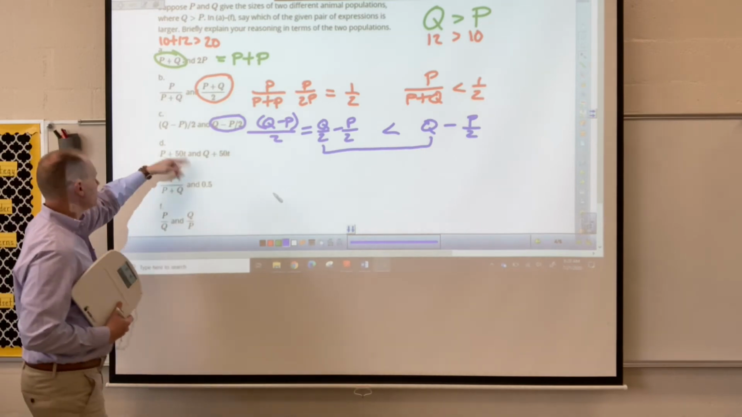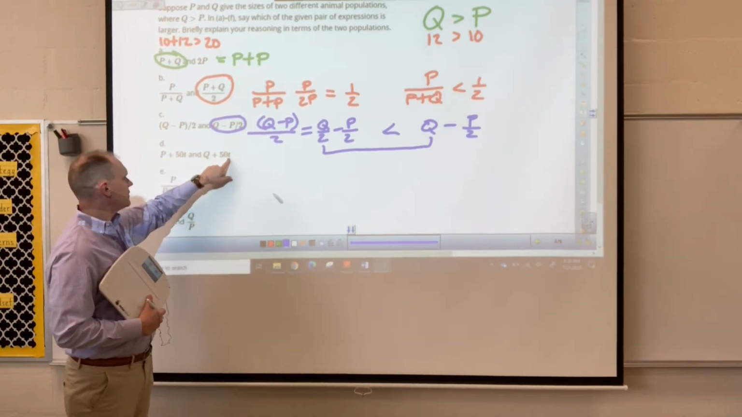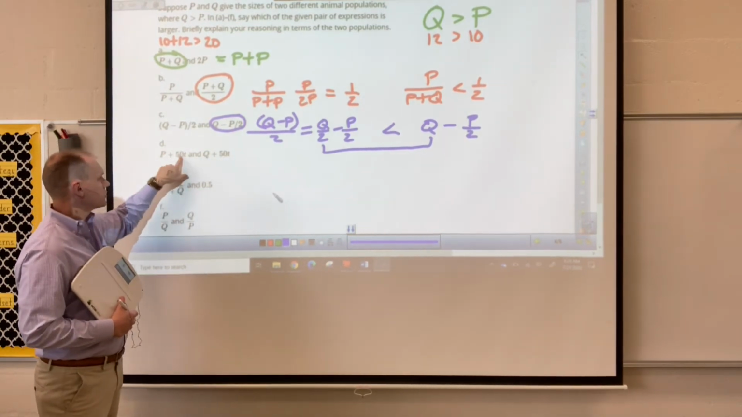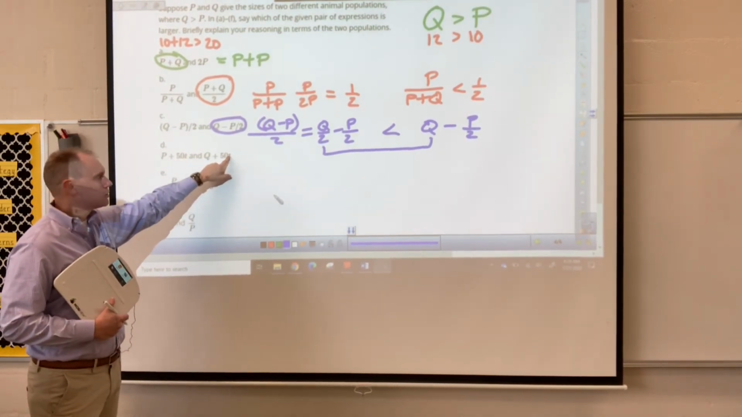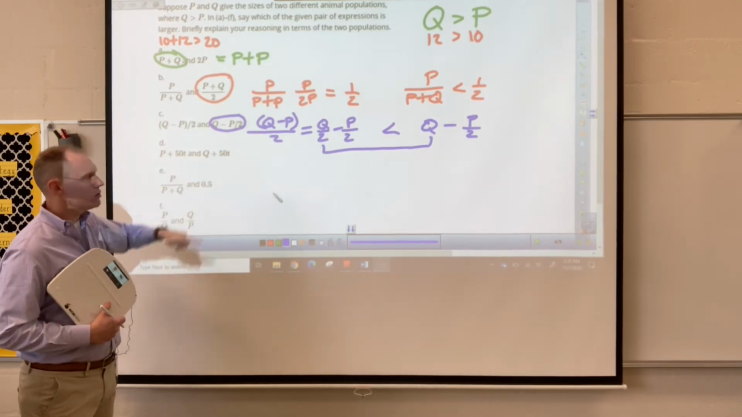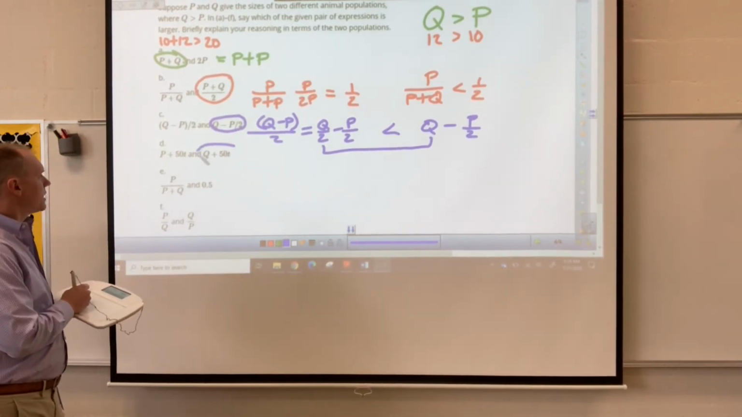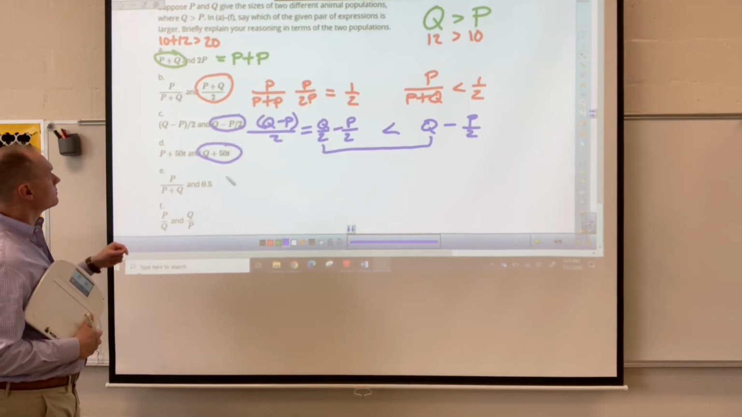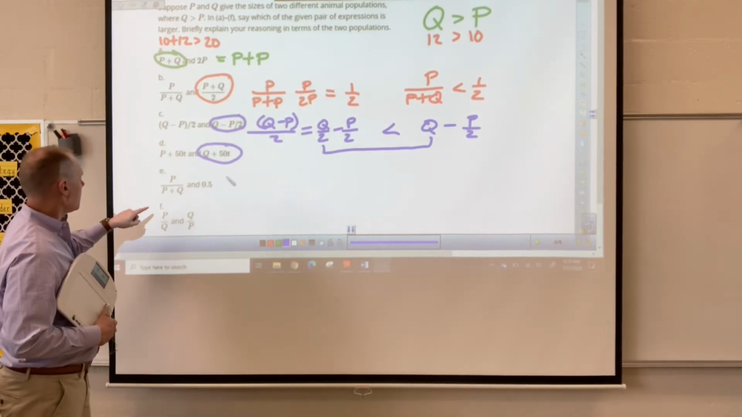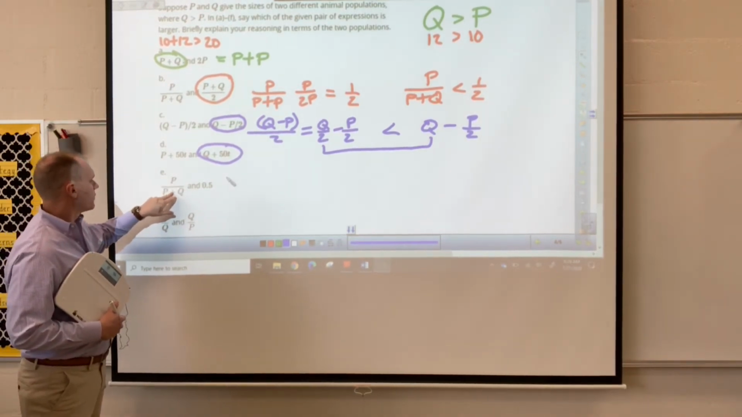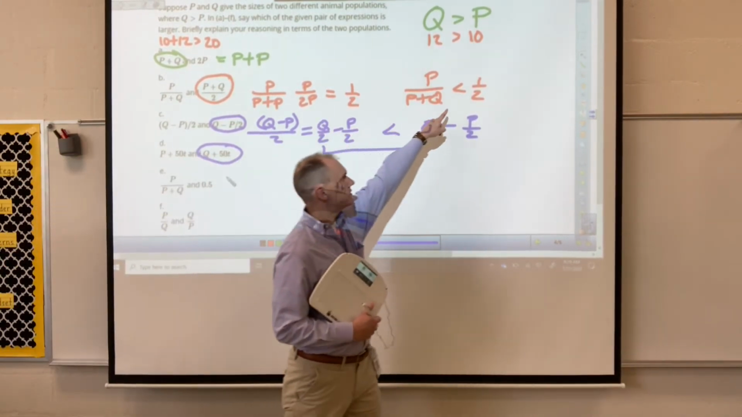Okay? D, we'll do that one real quick. 50t and 50t, we don't really know what t is exactly, but those are equivalent expressions. So really all we need to do is compare p and q. And q is going to be greater, so therefore this side is going to be the greater one. And then E, we already talked about this one. p over p plus q is less than 1/2.